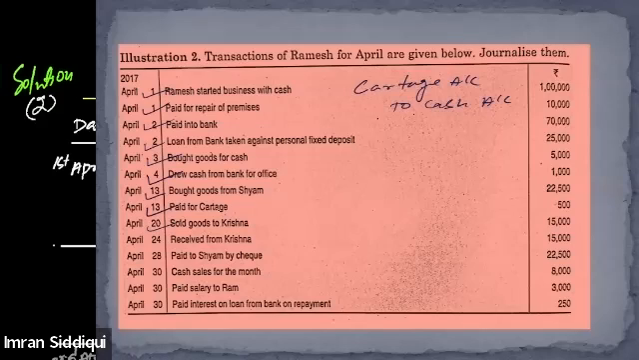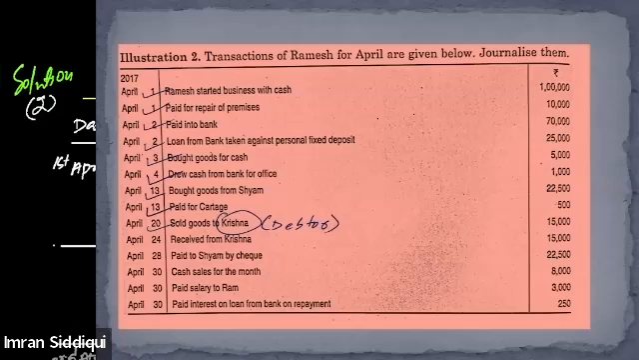Next, on April 20, sold goods to Krishna. The name of the buyer is written there. If the name of the buyer is there, that means we must have sold goods to Krishna on credit. Whenever we sell goods on credit to any customer, the customer is considered our debtor. Just like when we buy goods on credit, the person selling goods is a creditor, similarly the person to whom we sell goods on credit is our debtor.